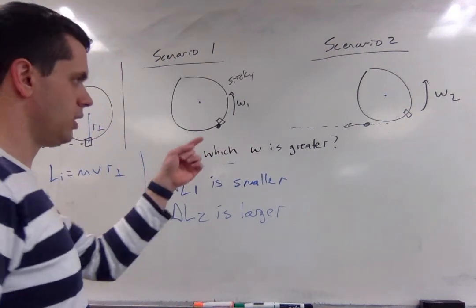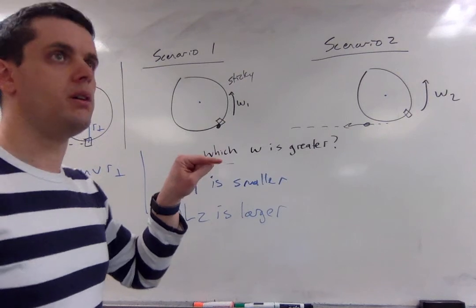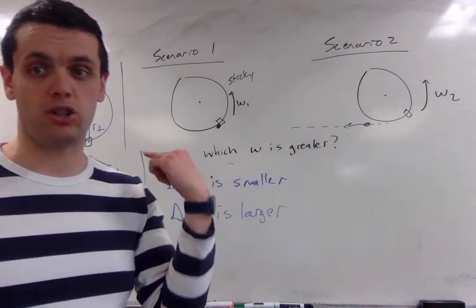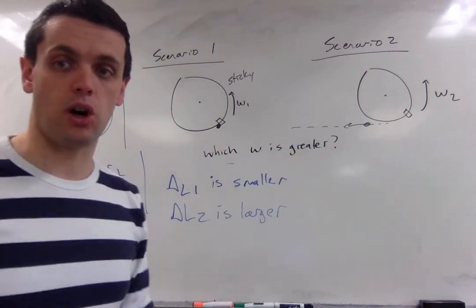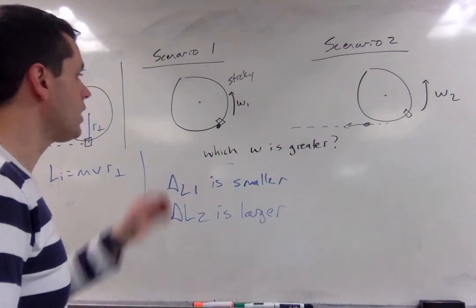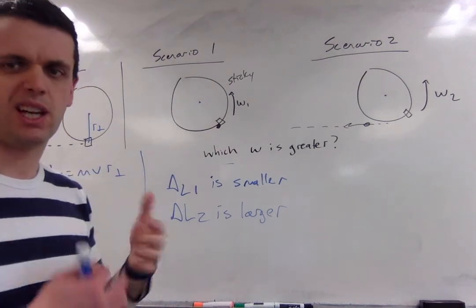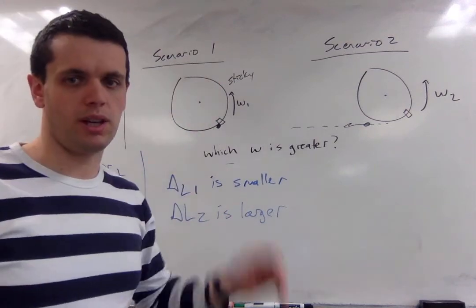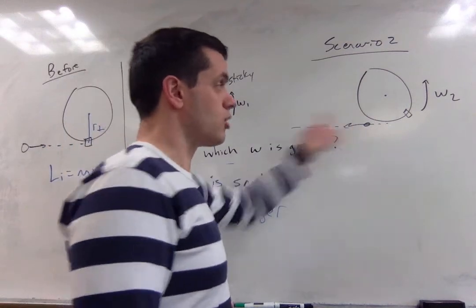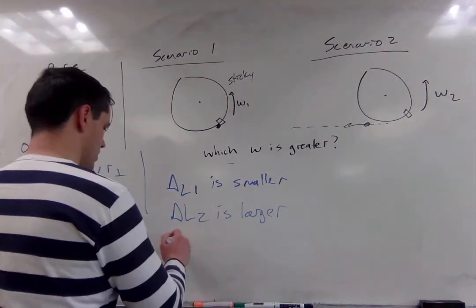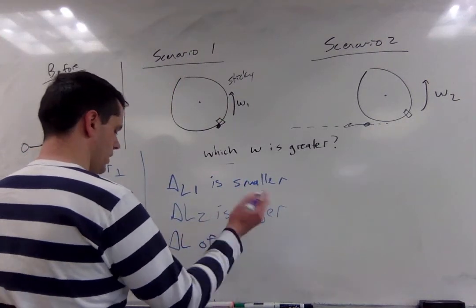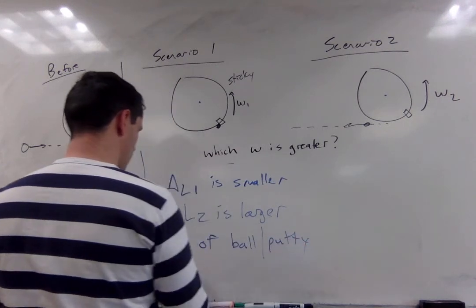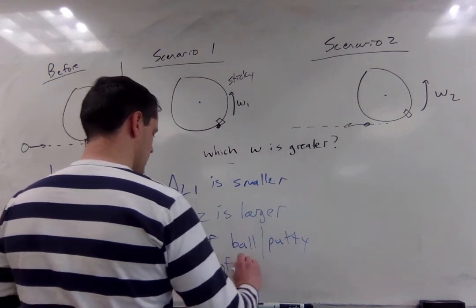However, in scenario 2, it goes all the way to 0 and then turns around and becomes negative. Okay, so if you have an object that changes direction, that is a comparatively large change in angular momentum compared to if it sticks to it. Okay, sticky is always like it loses a little angular momentum. That means that the disk will gain a little angular momentum. But in the other scenario, it turns all the way around. So again, the change in angular momentum of the ball or the putty is going to be equal to the change in angular momentum of the disk.